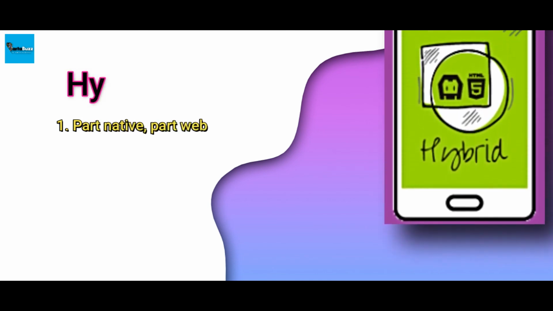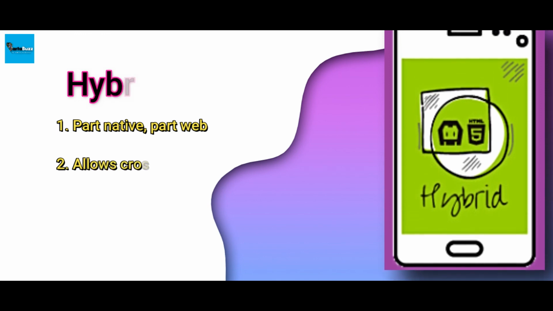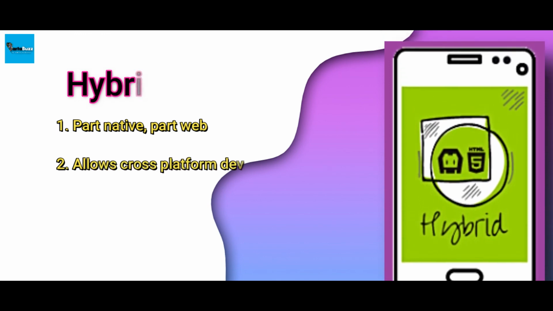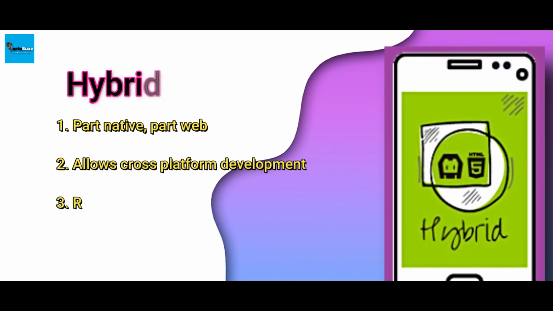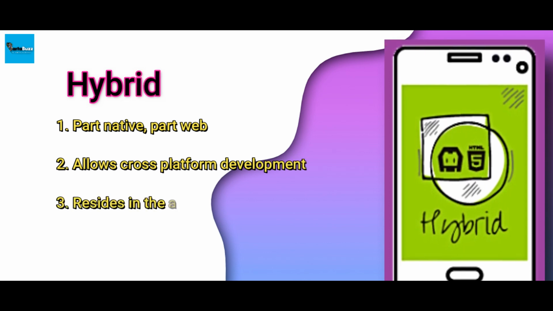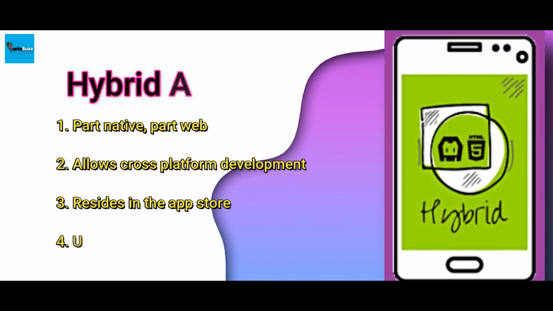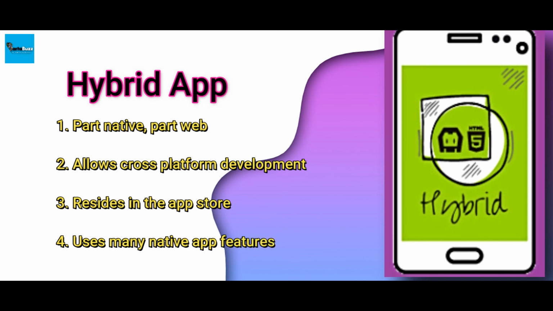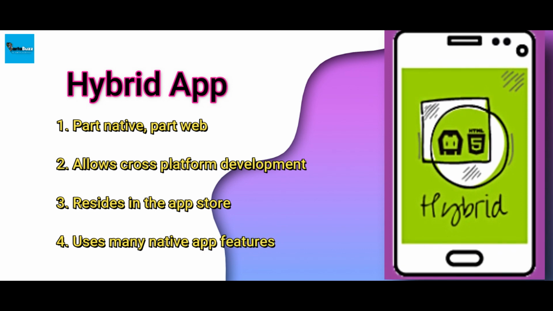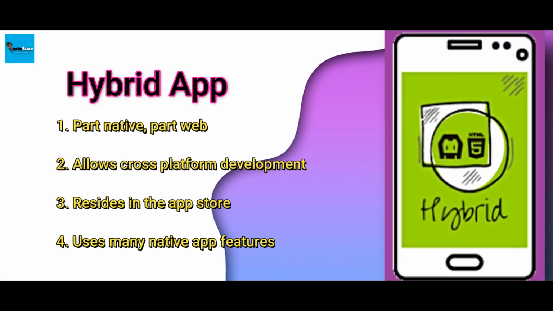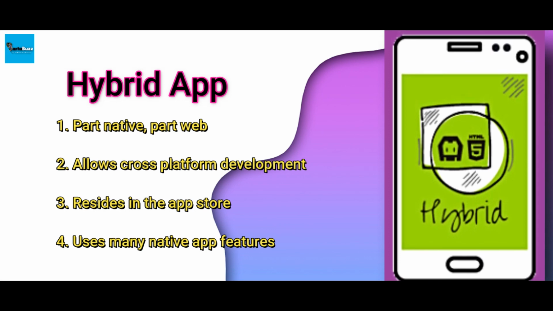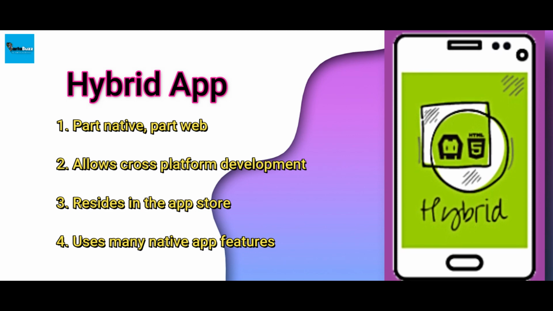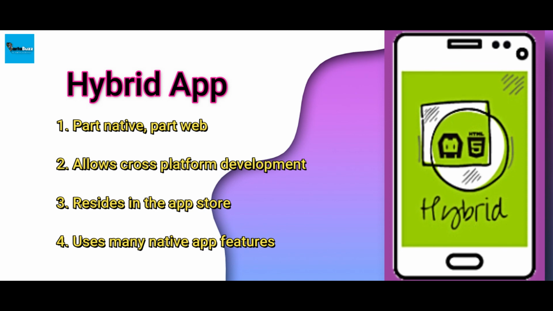I've already told you it is a mixture of native and mobile web app, and also allows cross-platform development, right? Resides in the app store. I already told you that it can be uploaded in different types of app stores, uses many native app features, but it is not a native app. A native app is always an app. It's not a website converted to an app, or a mixture of something else, right? It's an app. A native app is always an app, but with a web app, some products have been forcibly converted to something else, right?